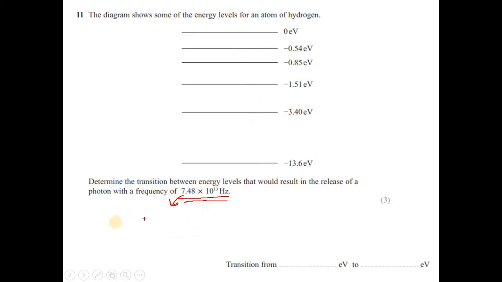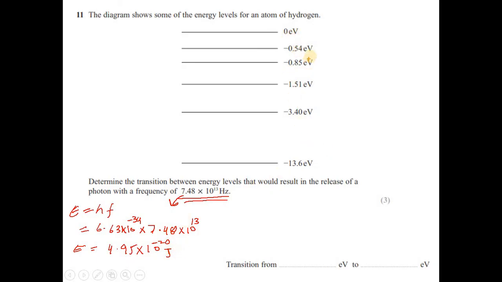So let's find out the energy of the photon. E is equal to hf. h is Planck's constant. If you see your data sheet, it is 6.63 into 10 to the power minus 34 joule second, times the frequency 7.48 into 10 to the power 13 hertz. So the energy associated with that photon will be 4.95 into 10 to the power minus 20, but this is in joule.